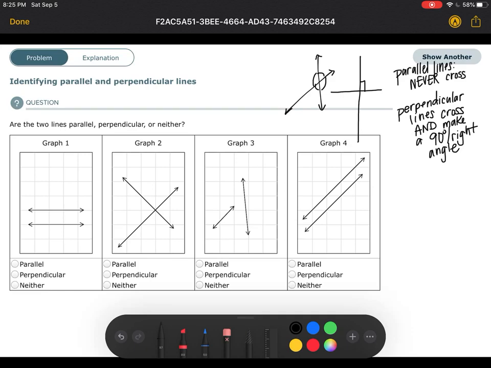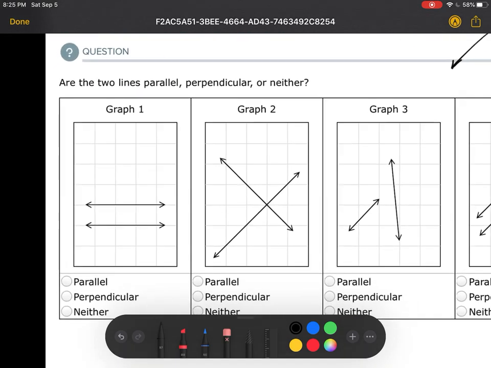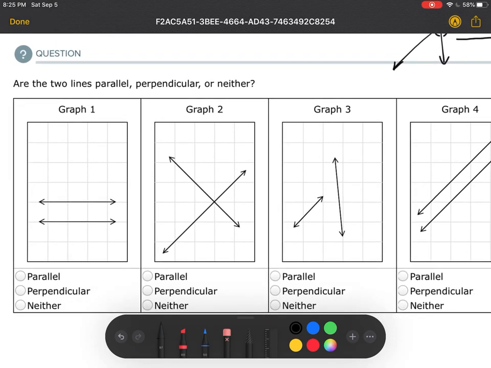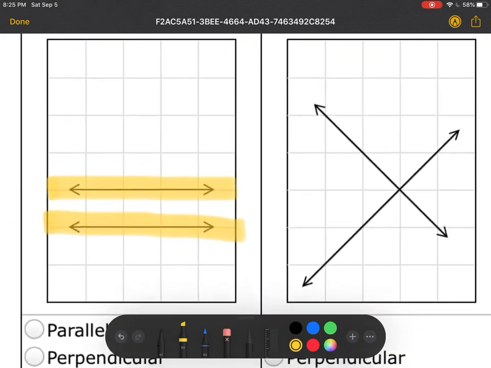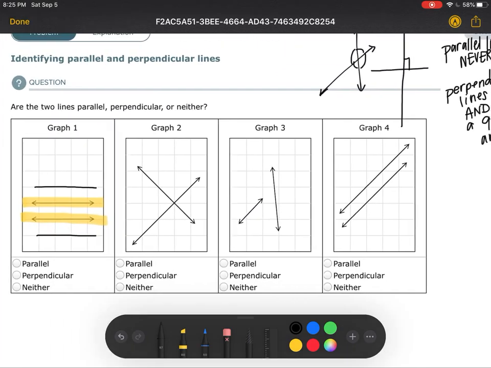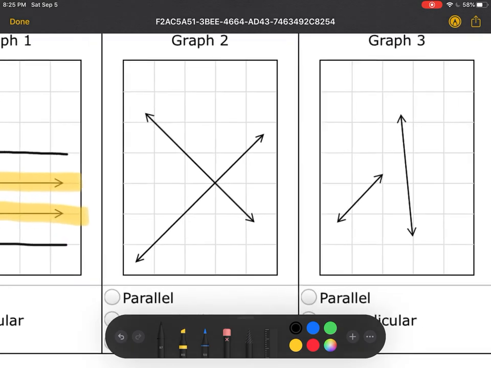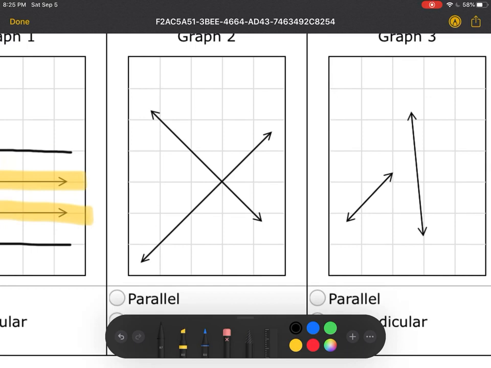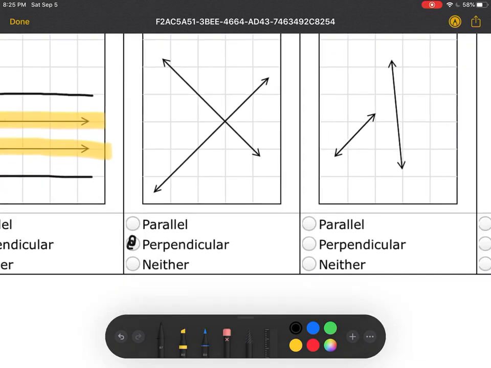Anyway, getting into the question, it says, are the two lines parallel, perpendicular, or neither? For graph 1, these two lines go directly left and right. I know that they're parallel because they follow the lines of the graph right there, and you can really see that. Now graph 2 is a little tricky. It is perpendicular.